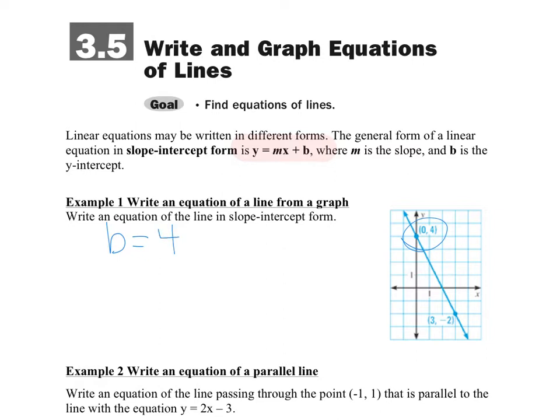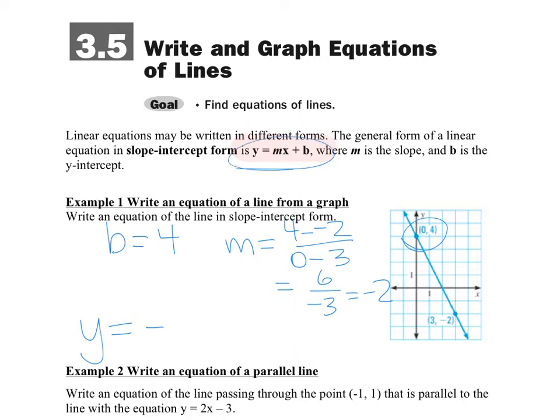You can count spaces or use the coordinates to find the slope. So the slope would be 4 minus -2 over 0 minus 3, which is 6 over -3, which is -2. It is downhill, so we would expect a negative slope. And then we just substitute it into our general form, y equals mx plus b, m is -2, and b is 4.